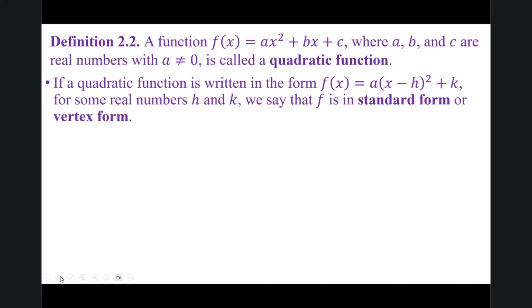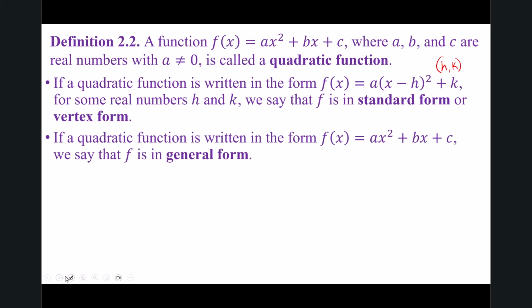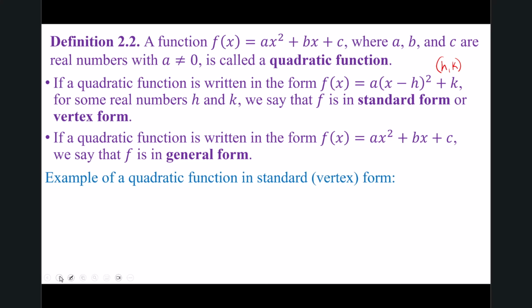If a quadratic function is written in the form f of x equals a times x minus h squared plus k, for some real numbers h and k, we say that f is in standard form or vertex form. And here our vertex is the point h, k. But if a quadratic function is written in the form f of x equals ax squared plus bx plus c, we say that f is in general form. And we'll talk about how to find the vertex of that function a little bit later.